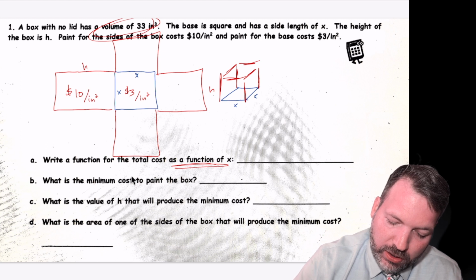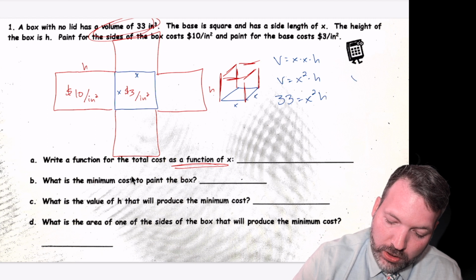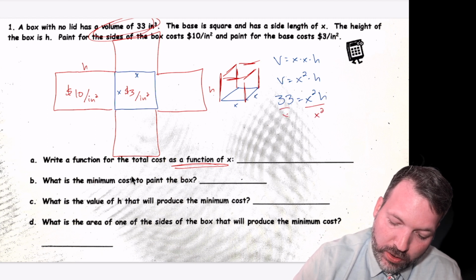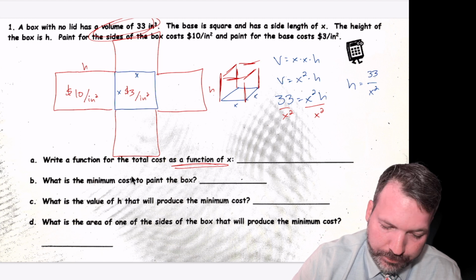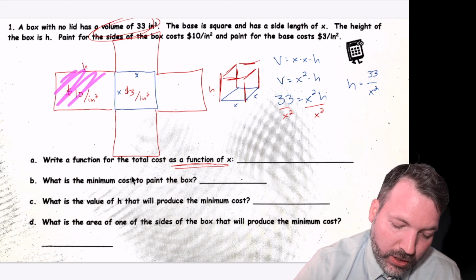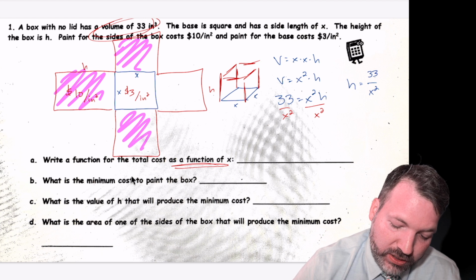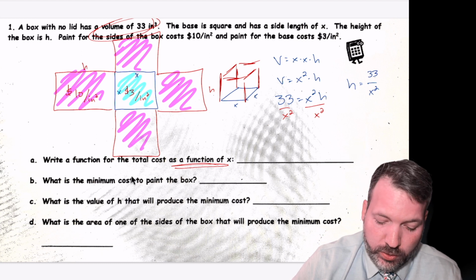So what I would say is, all right, so our volume is clearly x times x times h, or x squared times h. But again, we know the volume is 33, so we could divide by x squared, divide by x squared. h is the same thing as 33 divided by x squared. So that ends up helping us, because now we can figure out the surface area of the box. And again, I'm going to do surface area in two parts. One having to do with the $10 per square inch area, and then the other having to do with the $3 per square inch area.